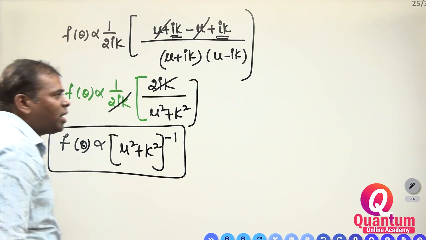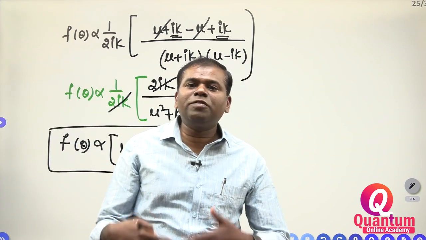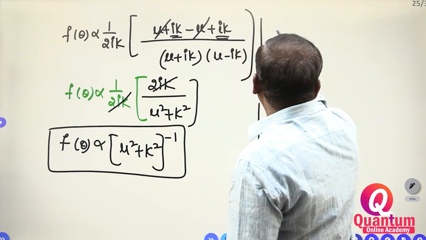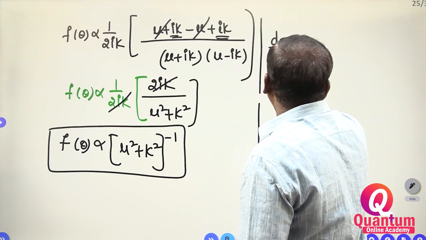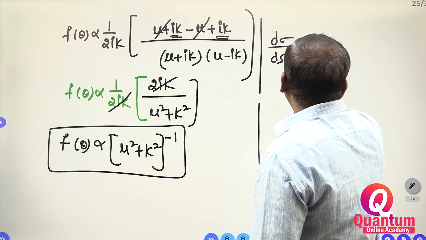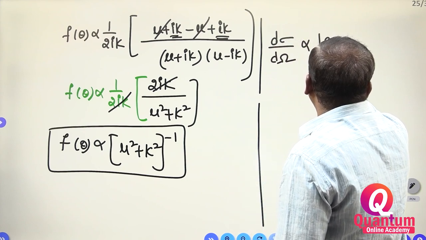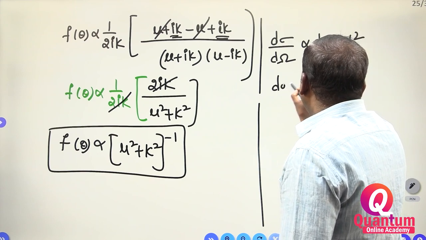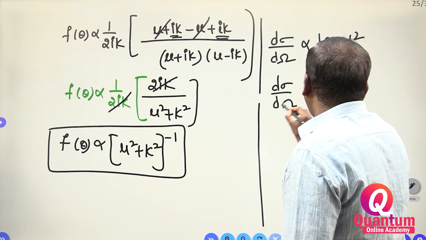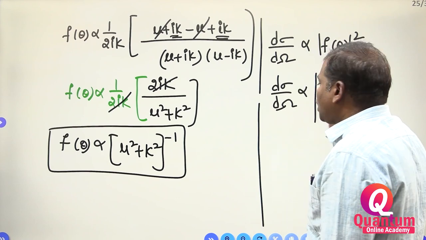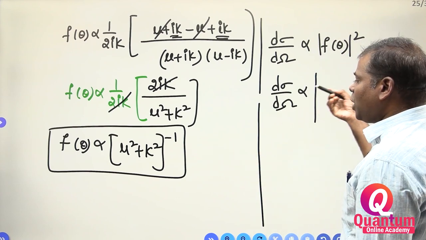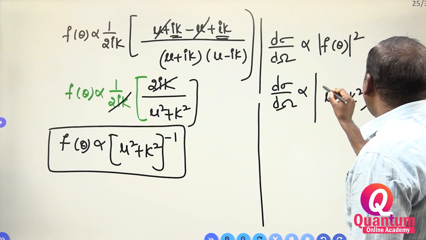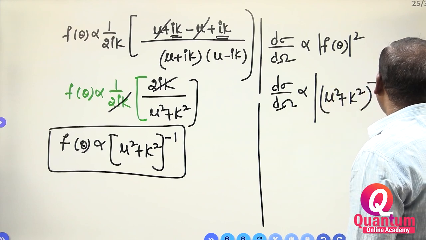But this one we are not asked. They are asking for the differential cross section, d sigma by d omega, which is directly proportional to f of theta whole square. Now you substitute: d sigma by d omega is directly proportional to f of theta squared, and f of theta we are getting as (mu square plus k square) to the power of minus 1.